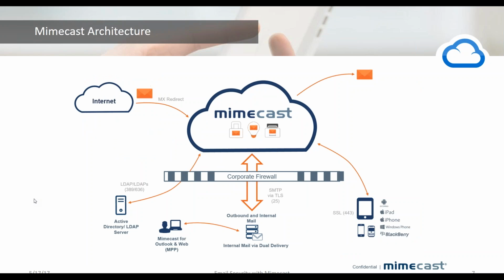So if you start to look at the left, there's your internet traffic. And what Mimecast is going to do is an MX redirect. So we're going to be your first point of inbound. All your email is going to first go through the Mimecast cloud. That's where we're going to perform all of our multi-layer security and then deliver that email to you, whether it's Exchange, Office 365, or the likes.